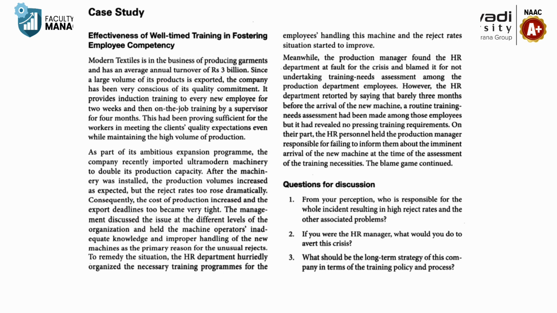Now there is a company called Modern Textiles. Modern Textiles is in the business of producing garments and has an average annual turnover of 3 billion. Since a large volume of its products is exported, the company has been very conscious of its quality commitment. It provides induction training to every new employee for 2 weeks, and then on the job training by a supervisor for 4 months. This had been proving sufficient for the workers in meeting the client's quality expectations, even while maintaining the high volume of production.